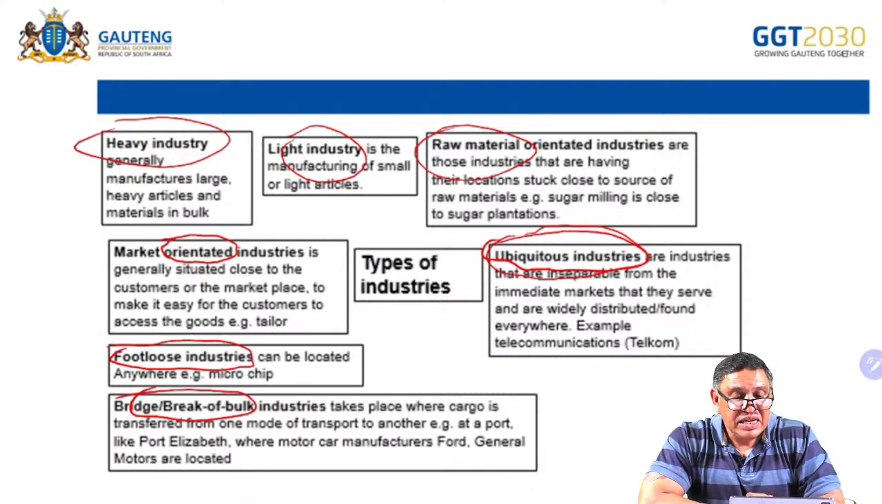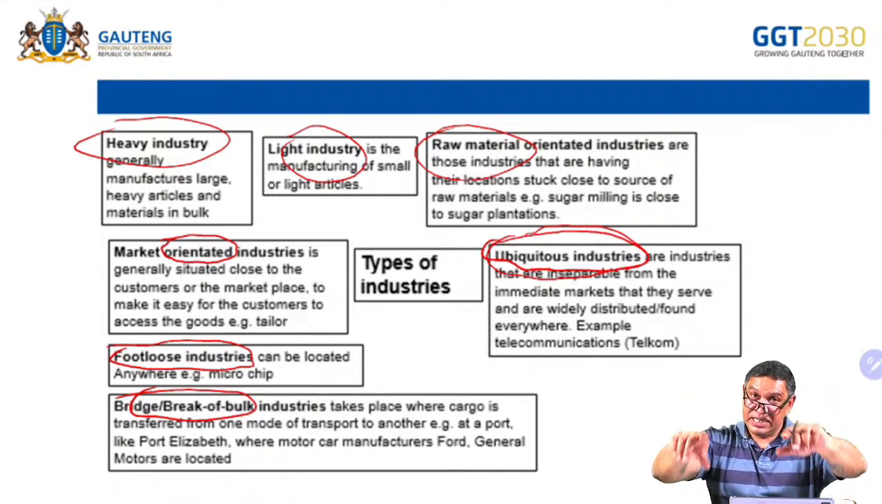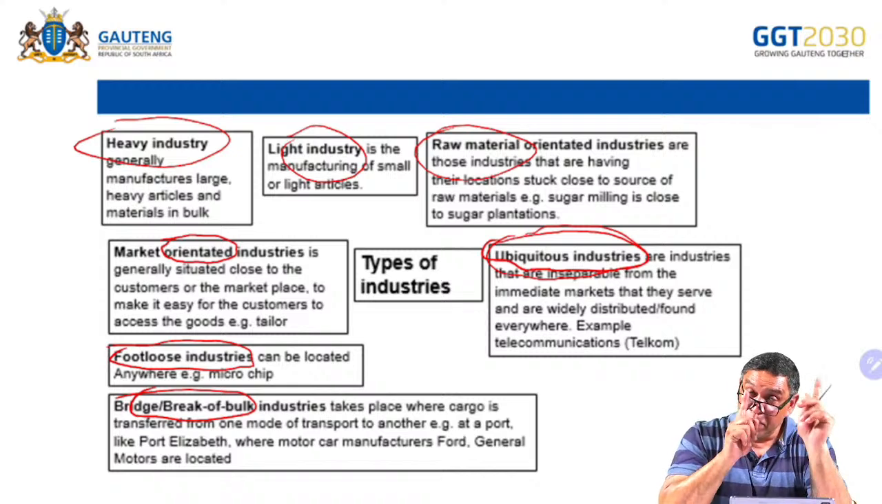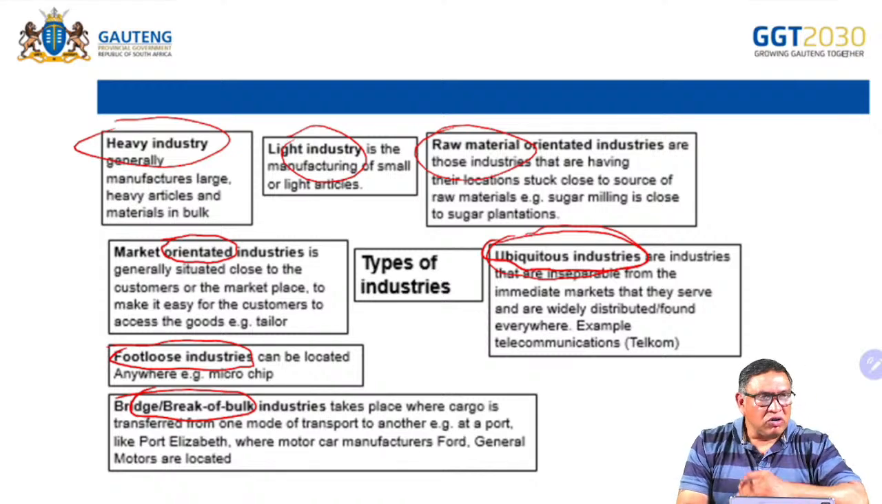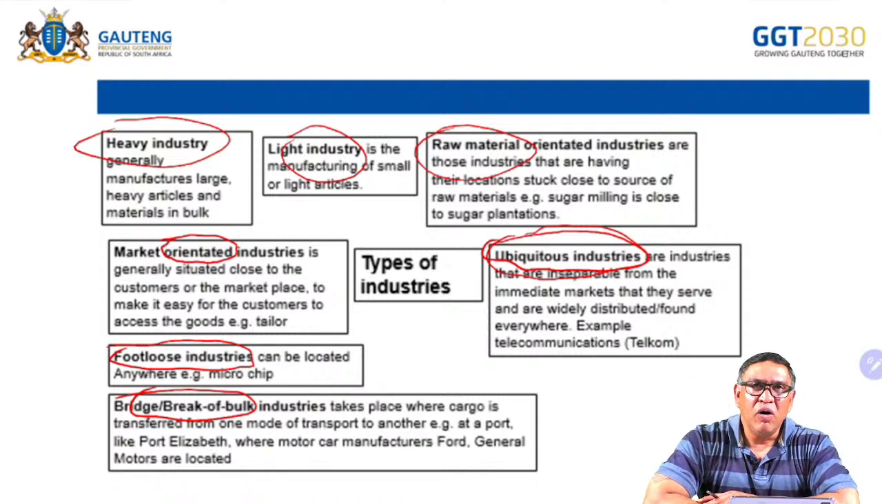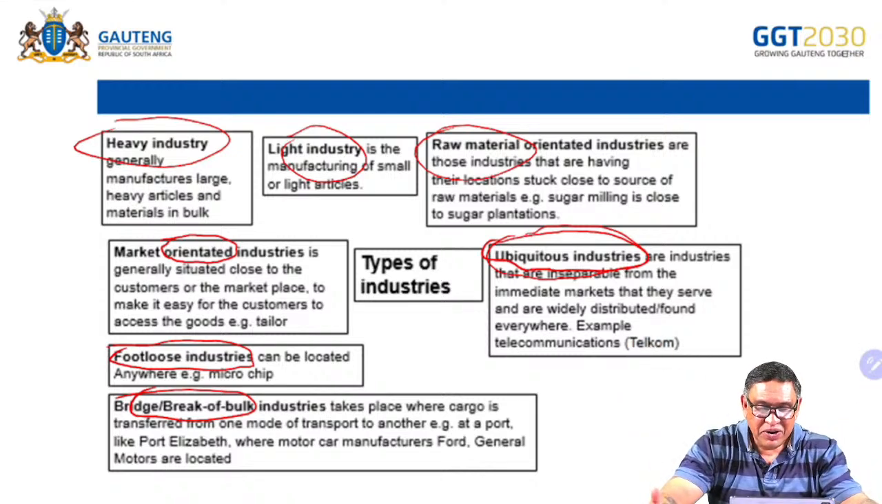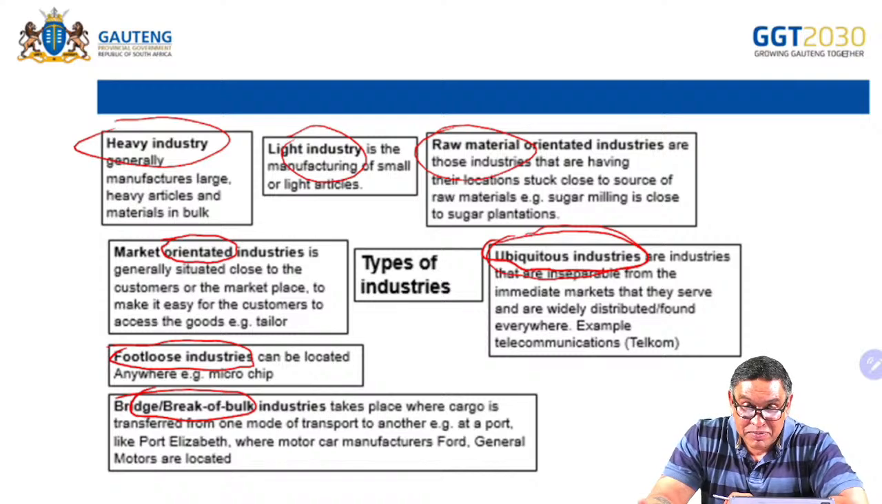Ambiguous industries can be located anywhere, but it depends on the market. Remember, market orientated must be located next to the market. This is dependent, like your telco. You're not going to put fiber in or put up a satellite dish if it's not needed. So it's inseparable from the market, but it can be anywhere.